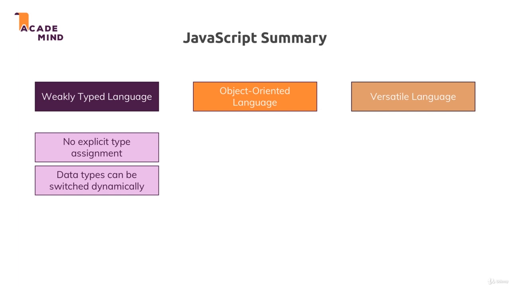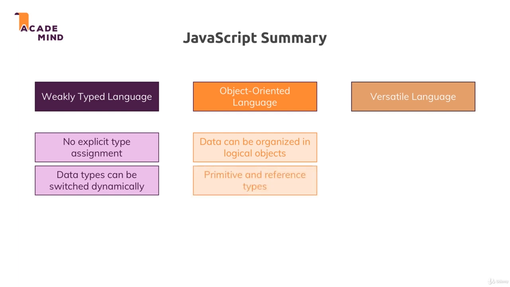Object-oriented simply means that data can be organized in logical objects, and we'll see these objects in this module. And one important concept here is that you have to be aware of the difference between primitive and reference types.